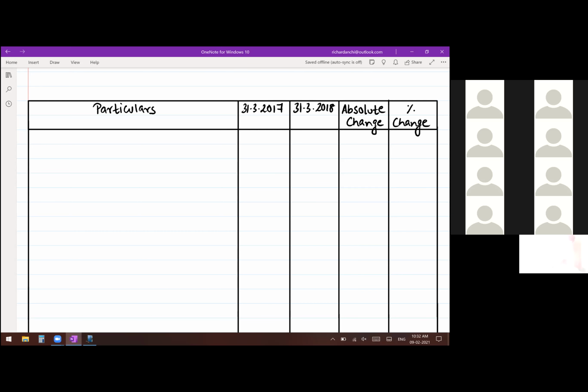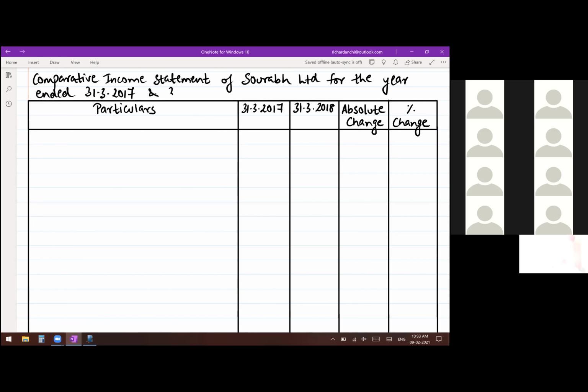Okay, on top you write down comparative income statement. Name of the company is given, that is Saurabh Limited. So comparative income statement of Saurabh Limited for the year ended 31st March 2017 and 31st March 2018.